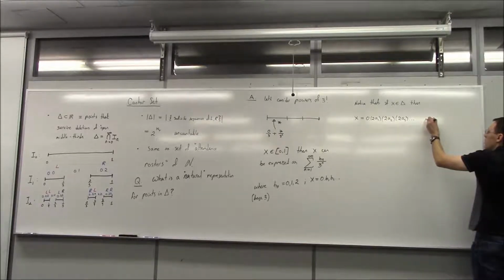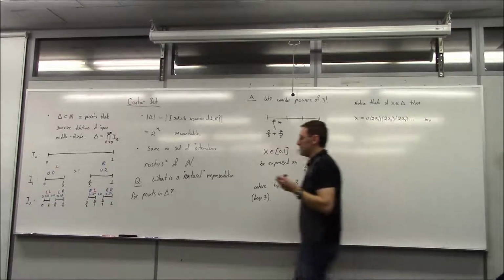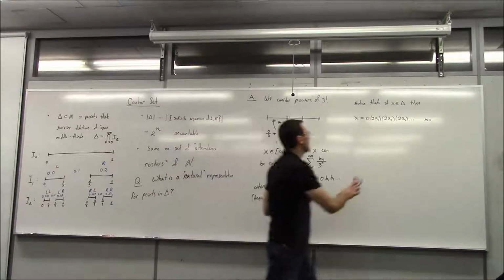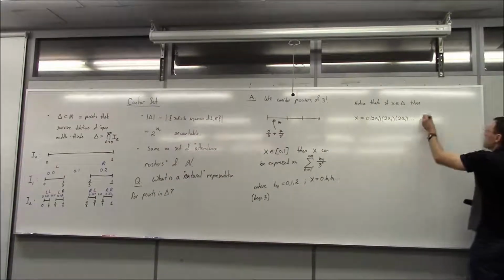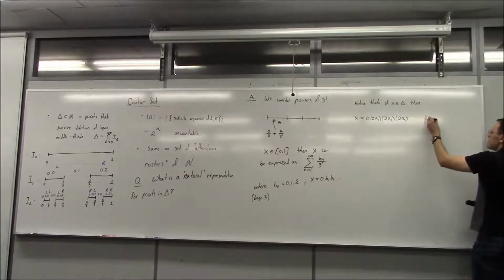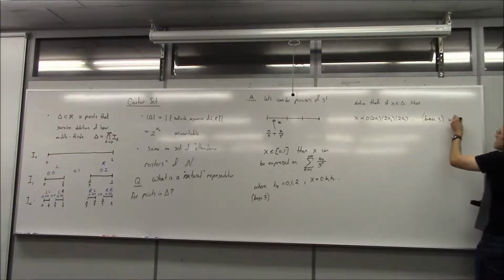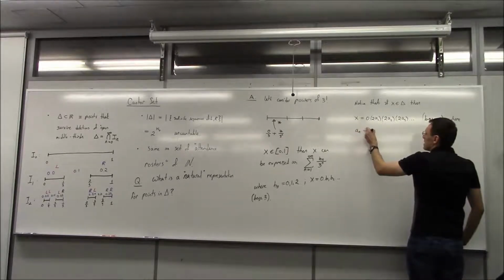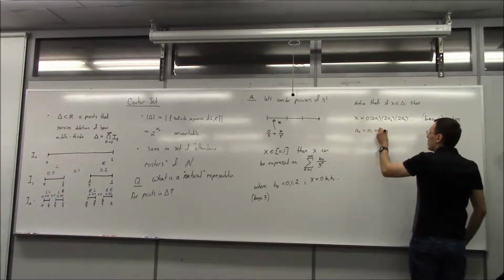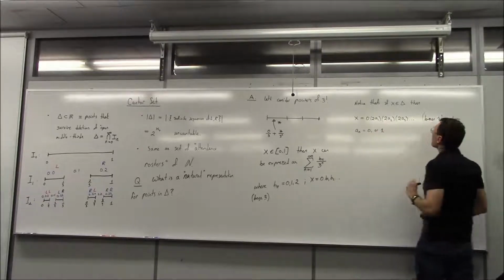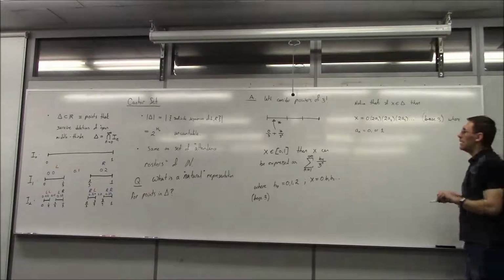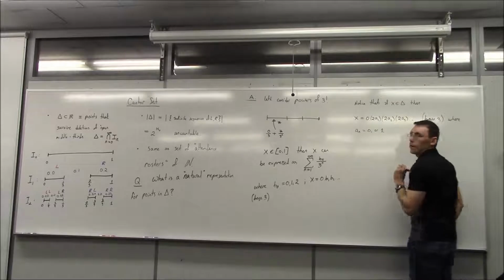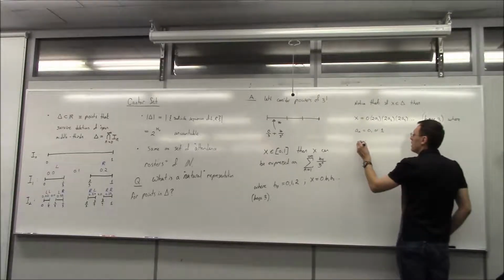So let's write it, not mod, let's say base 3, where a_n is either 0 or 1. You see that? So we might look at the endpoints of the interval.